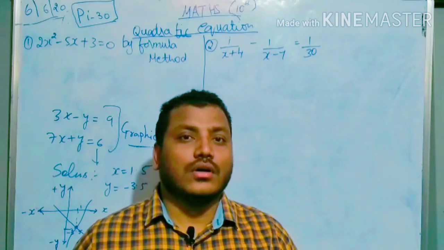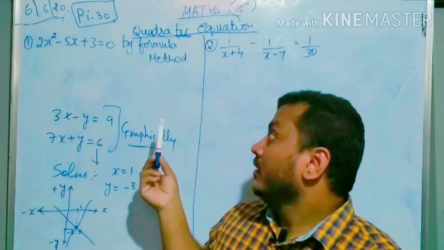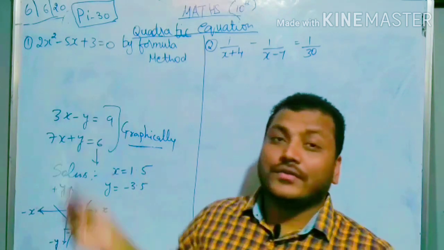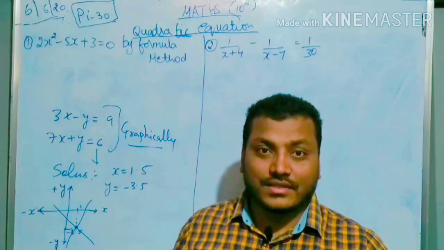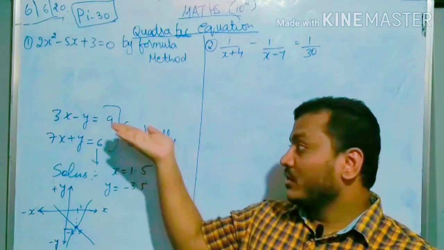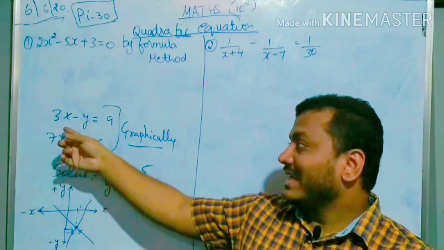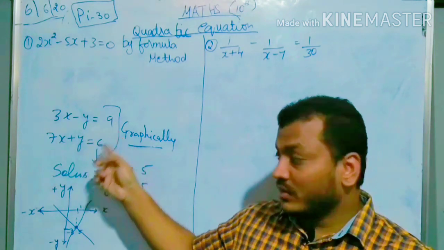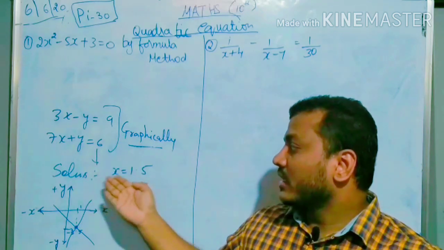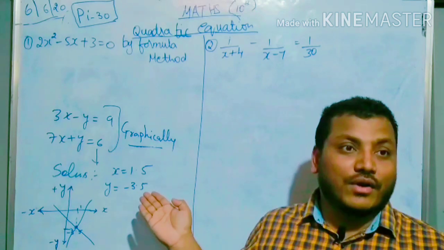Hi everyone. Today we are going to discuss the quadratic equation. In that again we will take the question from the Pi 30, which is called the passing practice from the Pi Academy side. In previous classes we have discussed the graphical method, and I gave you a question as homework: 3x minus y is equal to 9 and 7x plus y is equal to 6. So the solution is x is equal to 1.5 and y is equal to minus 3.5.